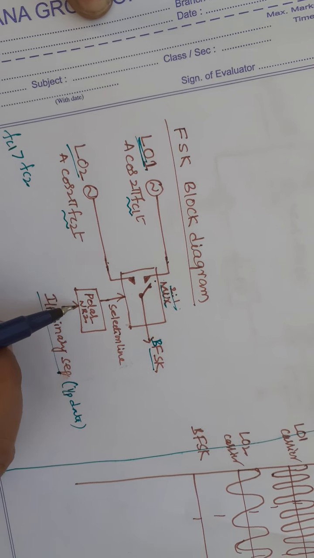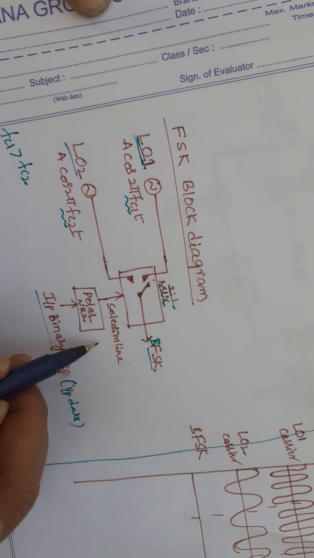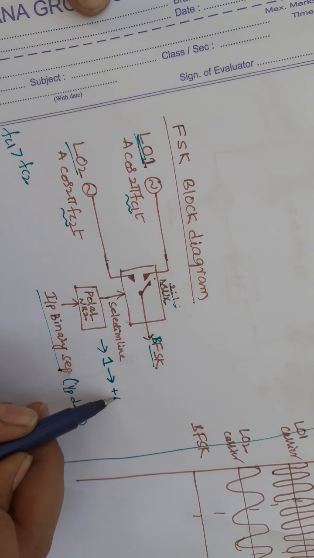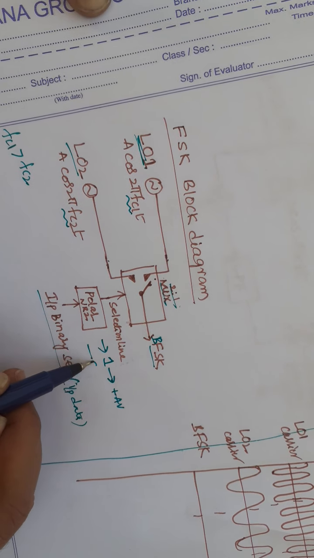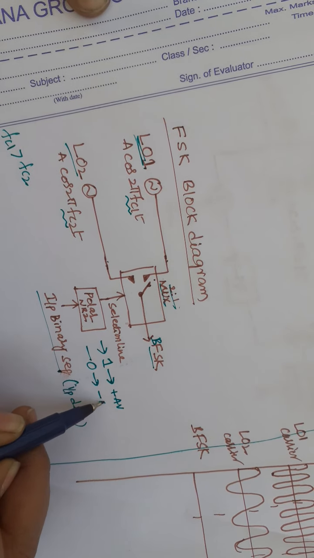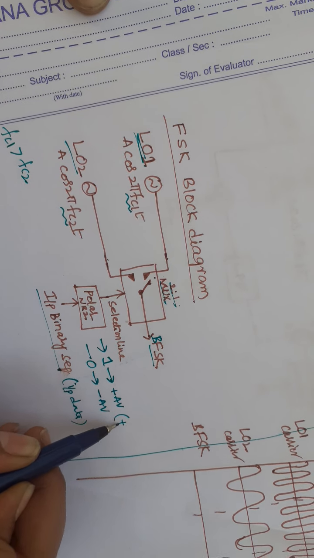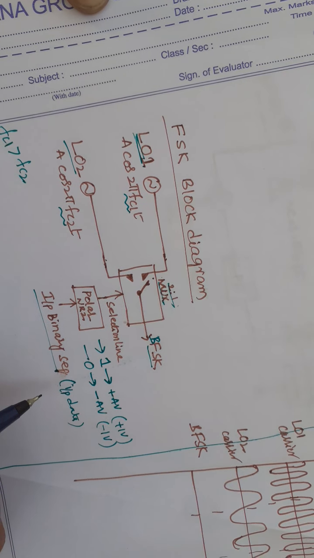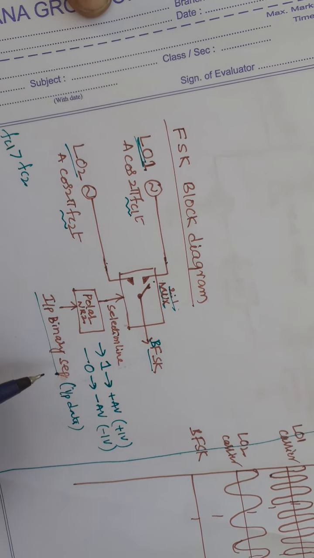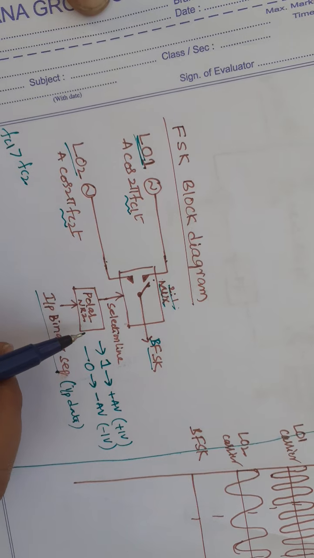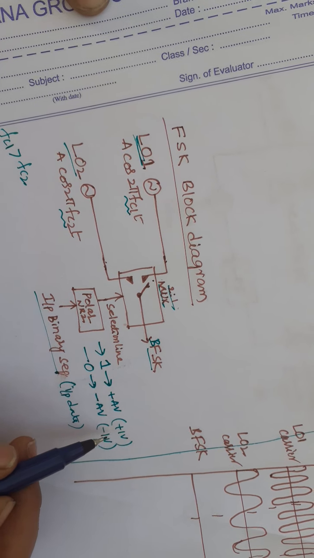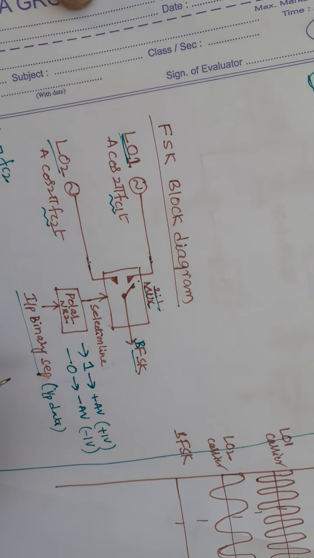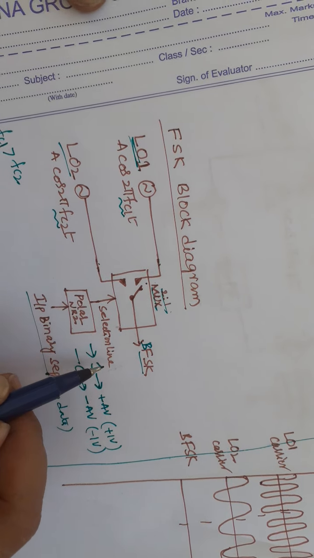This input data is given to polar NRZ. In polar NRZ, we know that symbol 1 will be mapped to plus A volts, symbol 0 will be mapped to minus A volts. I am writing here plus A volts is equal to 1 volt and minus A volts is equal to minus 1 volt. So, the input binary data is given to polar NRZ. Polar NRZ will produce plus 1 volt or minus 1 volt depending on the input data stream. So, this acts as a selection line.